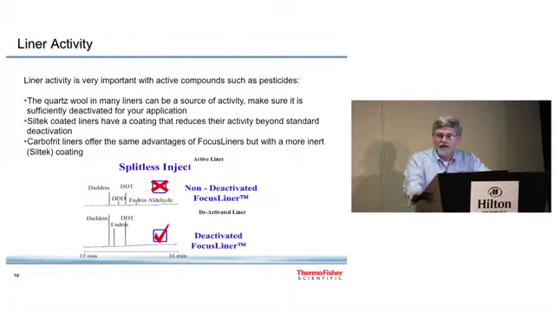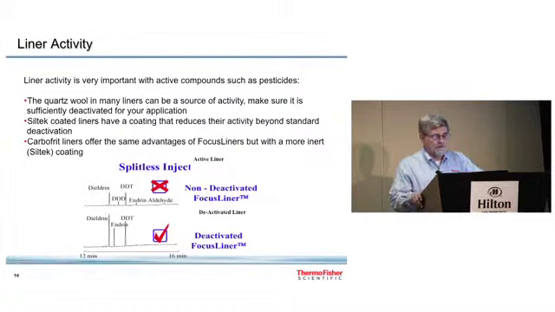Liner activity. How do you know when your liner is active? You can inject DDT or Endrin or both. Look for the breakdown products of DDD and DDE, or with Endrin, endrin aldehyde and endrin ketone. EPA says that you shouldn't have more than 15% of breakdown products. I say if you're getting close to 10, you need to think about changing your liner.